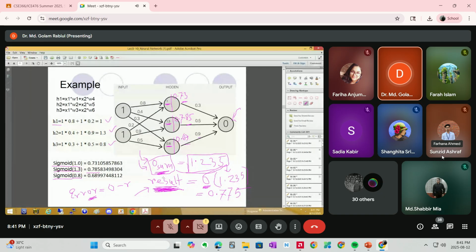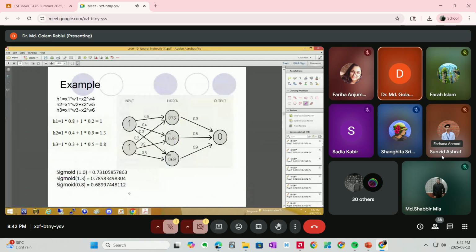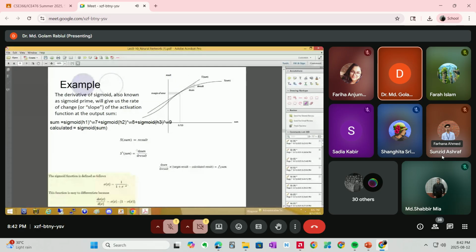At first, we need to determine how much we can change the sum to change the result, and then we will find out how much change in the output sum will change the error. For that purpose, we can see this is the sum. The sigmoid of the sum is our result.